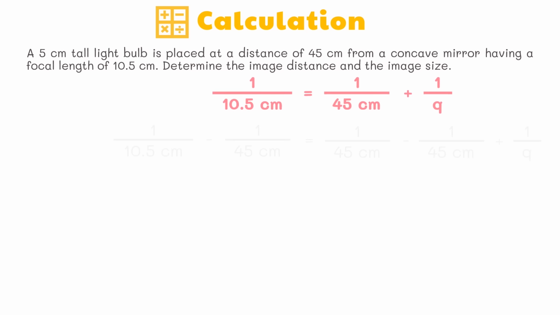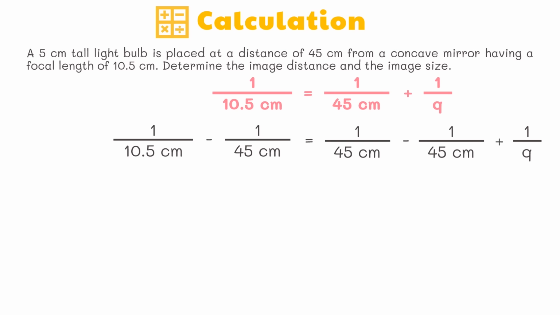First, let's subtract both sides by 1 over 45 centimeters to cancel the 1 over 45 centimeters on the right side of the equation. After subtracting both sides by 1 over 45 centimeters, we have a new equation. 1 over 10.5 centimeters minus 1 over 45 centimeters equals 1 over distance of the image. In subtracting fractions, you need to have the same denominator, or the lower number. To have the same denominator, multiply both fractions with the denominator of the other fraction.